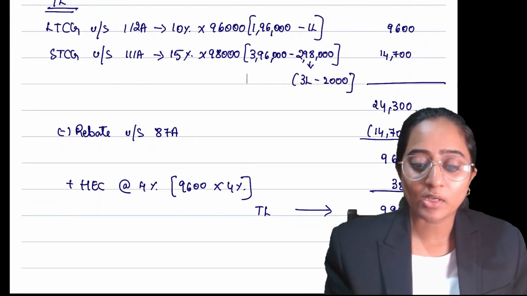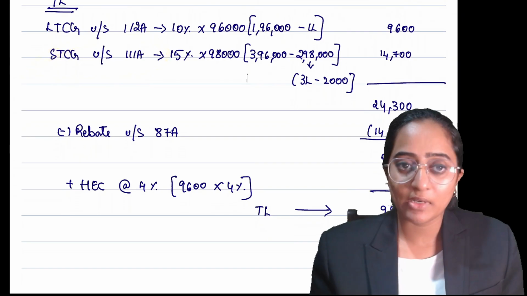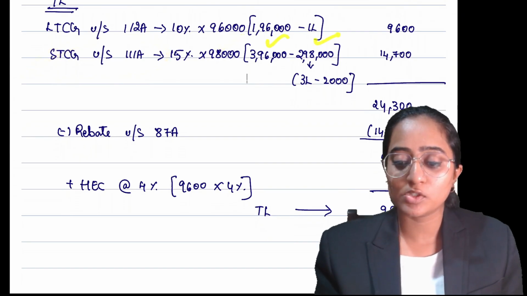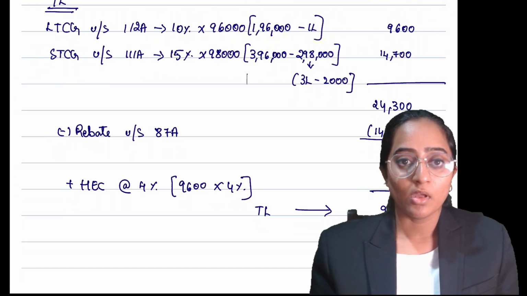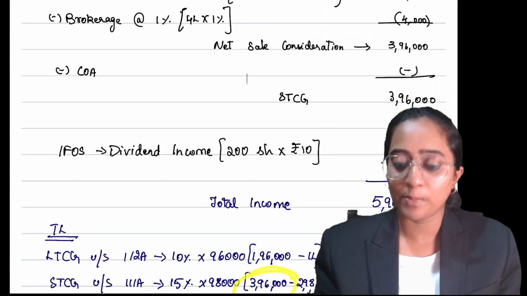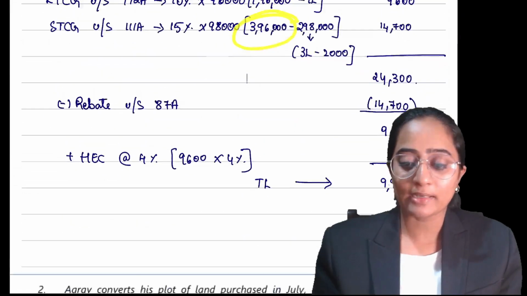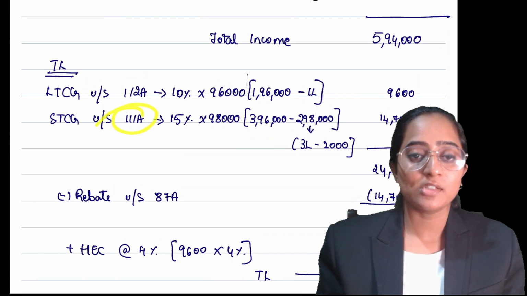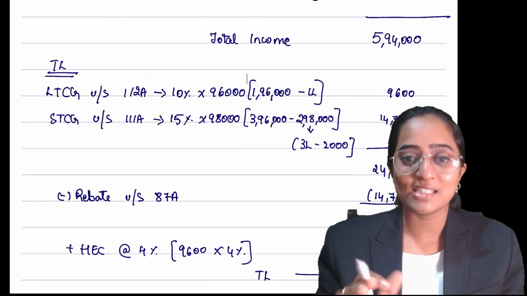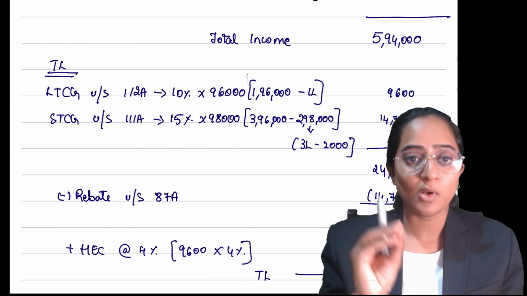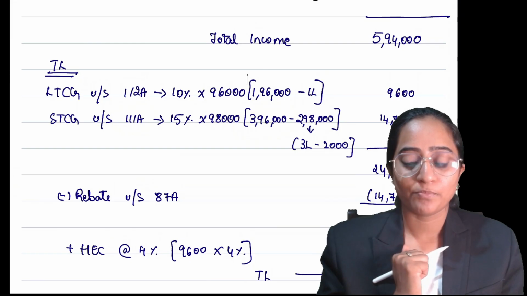Clear? Short-term capital gain under section 111A is going to be 98,000. That is 3,96,000 minus 2,98,000. People, 3,96,000 is nothing but your short-term capital gain which you got. Remember, 3,96,000 is the short-term capital gain. In short-term capital gain under section 111A, you don't have any exemption of excess of 1 lakh taxable, nothing like that. 15% flat taxable on your short-term capital gain.